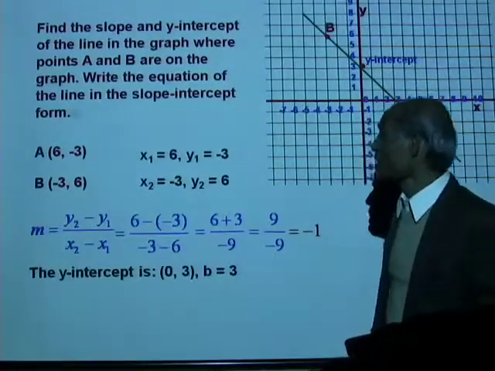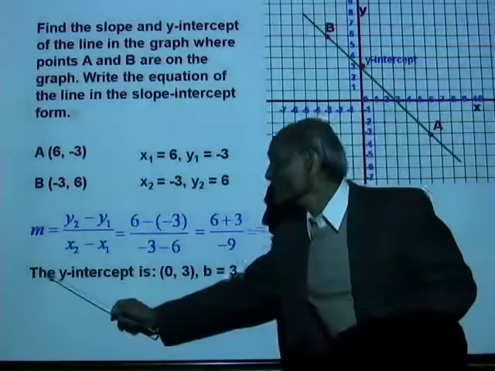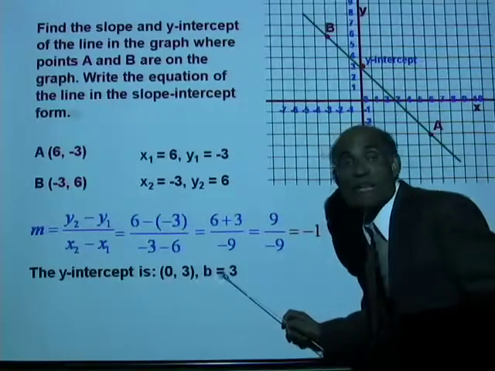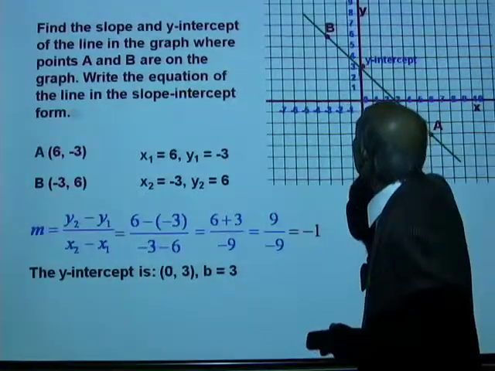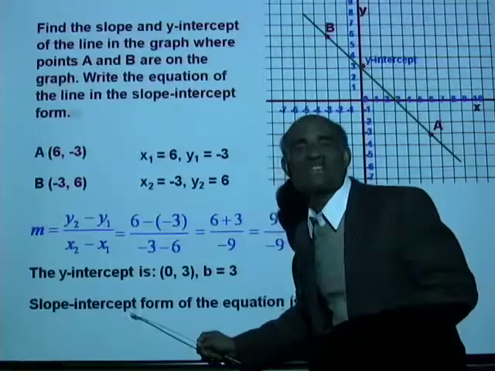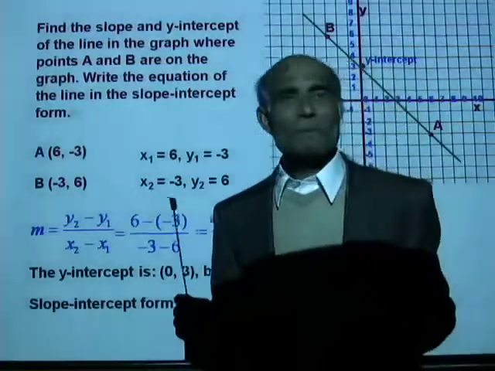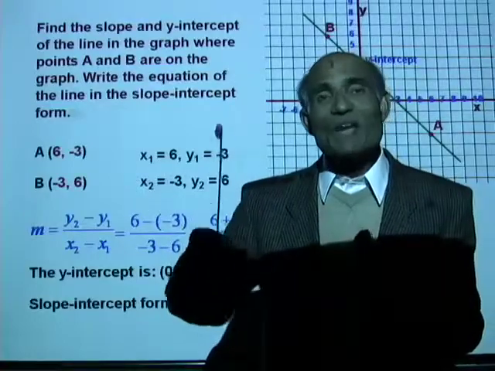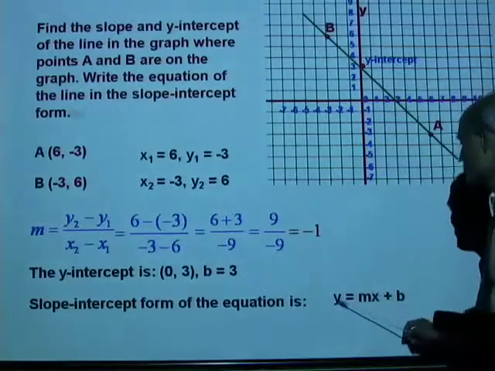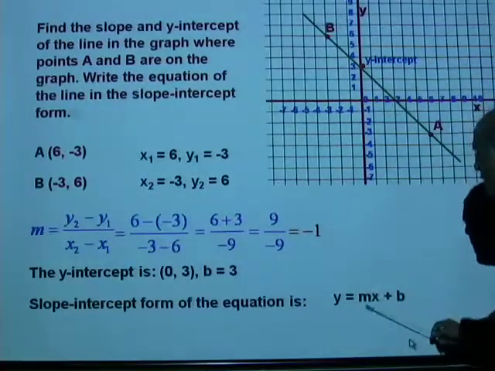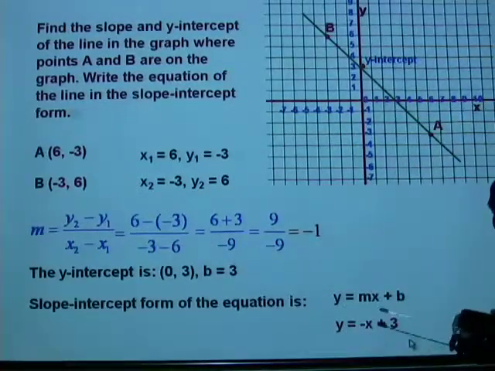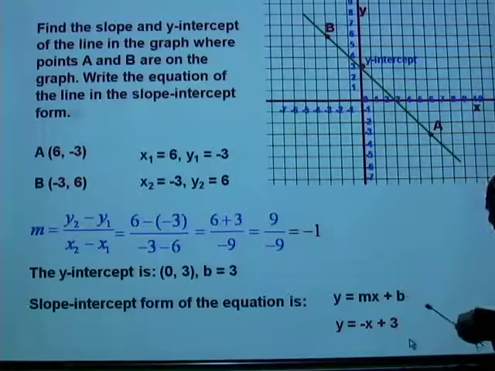And so, the slope-intercept form, we can write it. The y-intercept is actually (0, 3). That means b equal to 3. This is our b equal to 3. Now, what is the slope-intercept form of the equation? Y equal to mx plus b is the slope-intercept form. So, y equal to mx plus b, we have m equal to negative 1, b equal to 3. So, our equation is y equal to negative x plus 3.